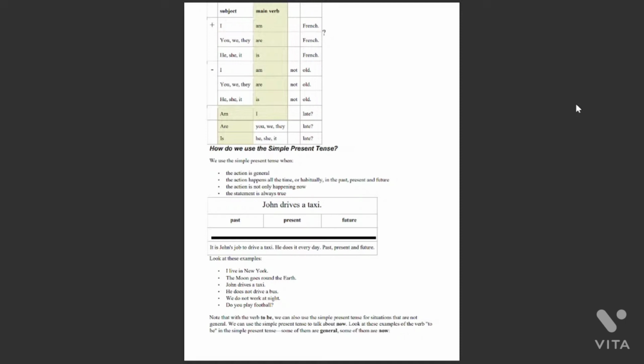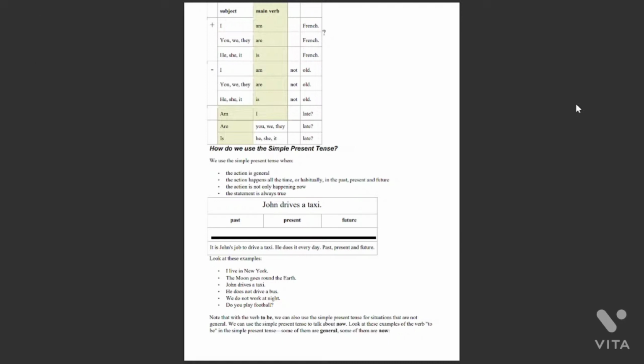Example: John drives a taxi. It is John's job to drive a taxi. He does it every day, so it is past, present and future. Look at all these examples now. I live in New York. The moon goes around the earth. John drives a taxi. He does not drive a bus. We do not work at night.